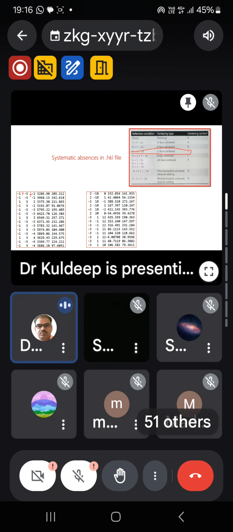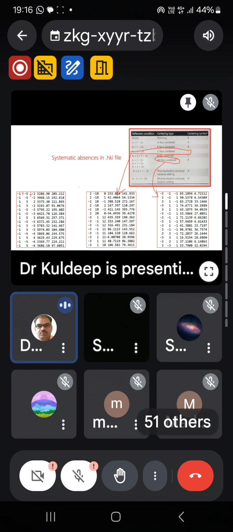So this is actually the C centering. And then comes the other HKL file. Now you can add the indices, then you will find -3, -1, -1, then equal to minus, sorry, 5, -5. And then you can add, and then you can see this corresponds to the all-face-centered absence. So from here you can get an idea whether the centering is correct or not.